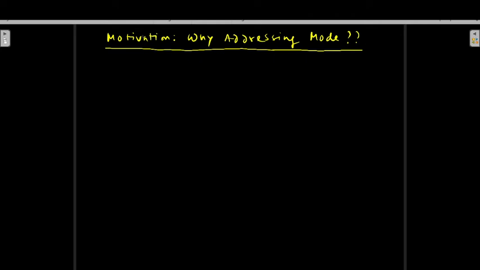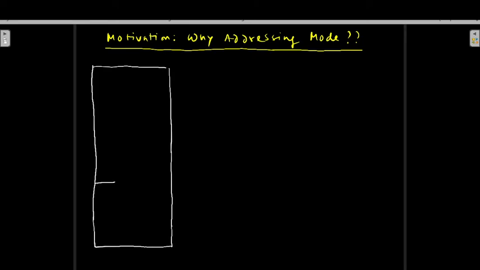Hello, let us see the motivation for addressing mode, that is why the addressing modes are essential. Before starting that, consider a particular memory layout or the content of memory locations. So this is the memory.